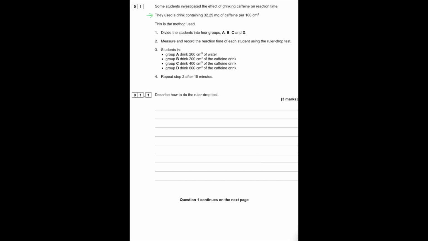They used a drink containing 32.25 milligrams of caffeine per 100 centimetres cubed. This is the method used, so they divide the students into 4 groups A, B, C and D. They measure and record the reaction time of each student using the ruler drop test.